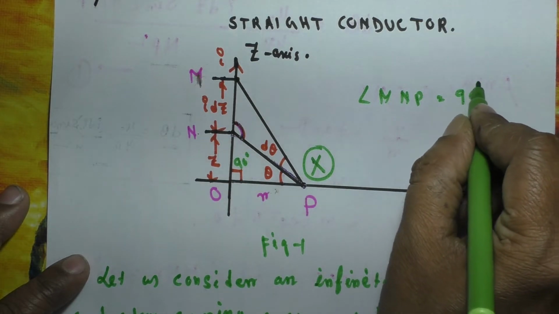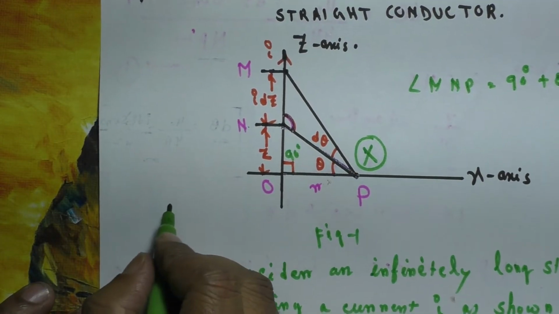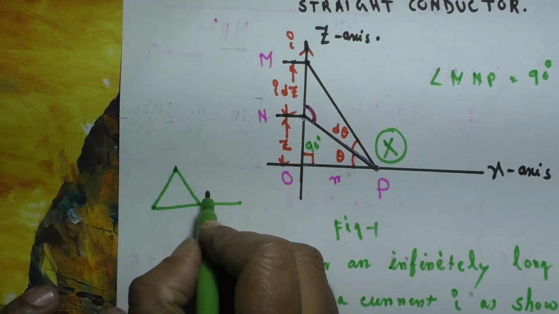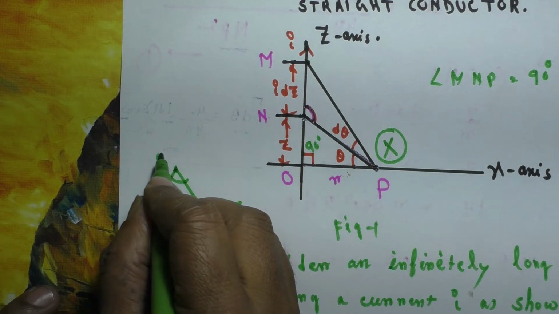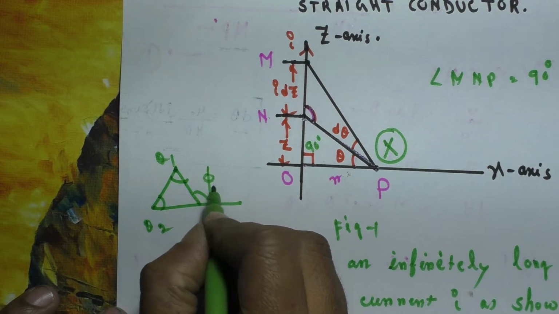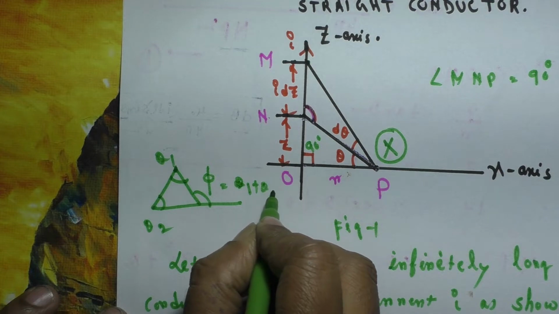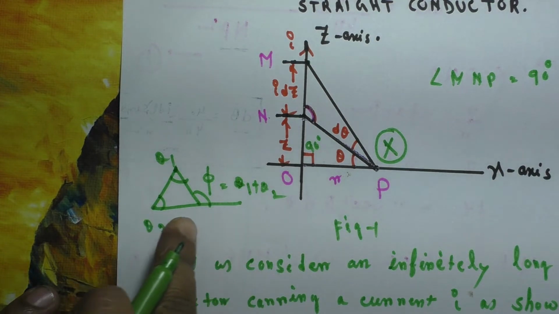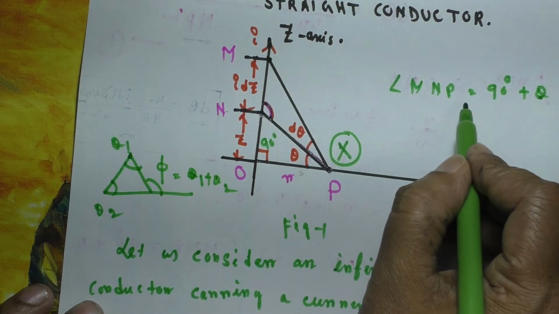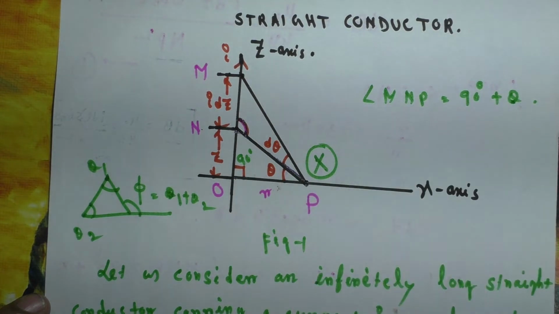From geometry we can write it 90 degree plus theta, because in geometry, if we draw a triangle, and if this angle is theta 1, and if this angle is theta 2, and if this angle is phi, phi must be equal to theta 1 plus theta 2. From geometry we can say it. So we can say here angle MNP equal to 90 degree plus theta.